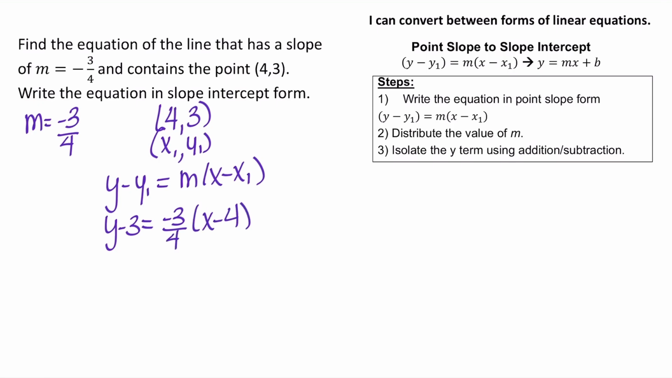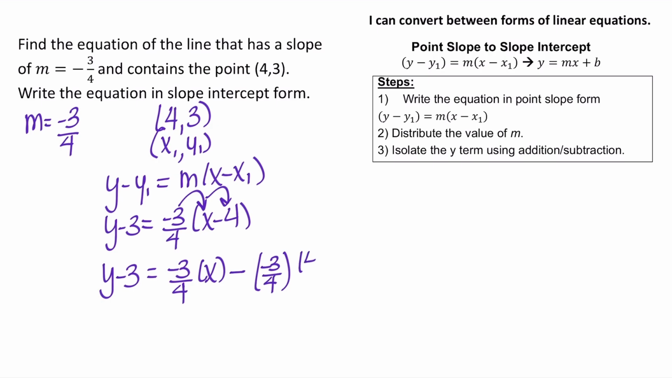So now I need to get this into slope-intercept form. So what I'm going to do is distribute the value of m. So I have y minus 3 equals negative 3 over 4 times x minus negative 3 over 4 times 4. Now when I simplify this, I have y minus 3 equals negative 3 over 4 times x, which is negative 3 over 4 x. And then I have minus negative 3 over 4 times 4. So the 4's will cancel, leaving me with just negative 3.